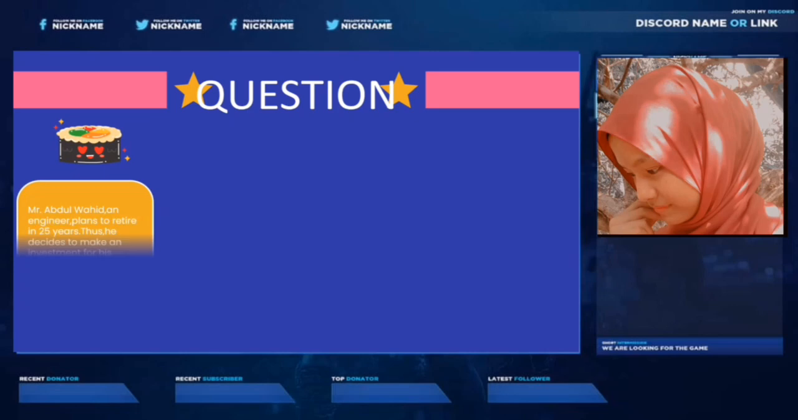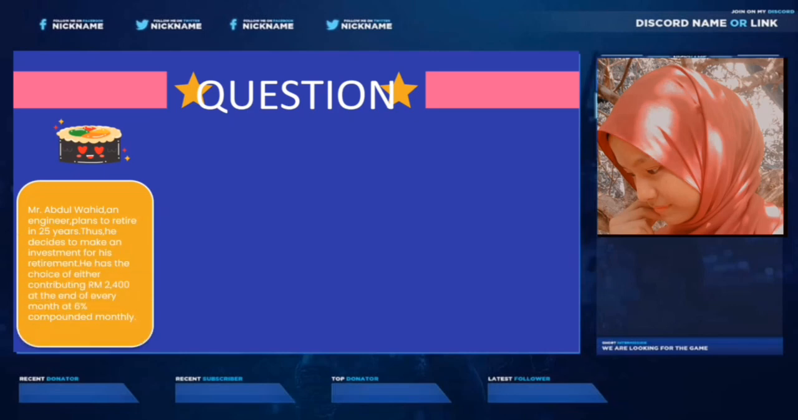Question 1. Mr. Abdul Wahid, an engineer, plans to retire in 25 years. Thus, he decides to make an investment for his retirement. He has the choice of either contributing ringgit at the end of every year for 25 years at 6% compounded annually, or contributing ringgit at the end of every month at 6% compounded monthly.